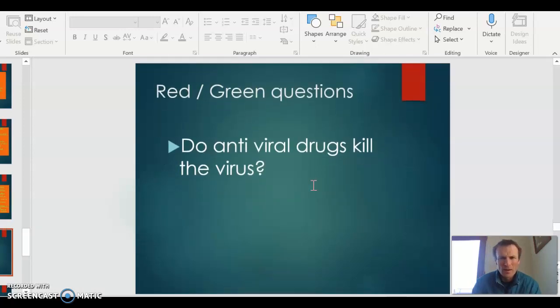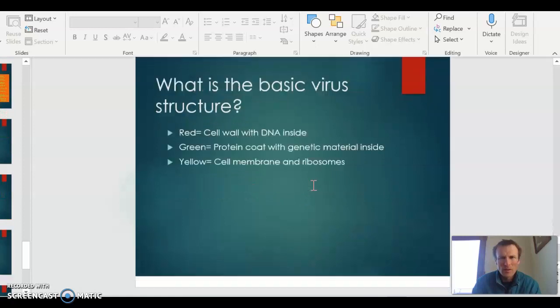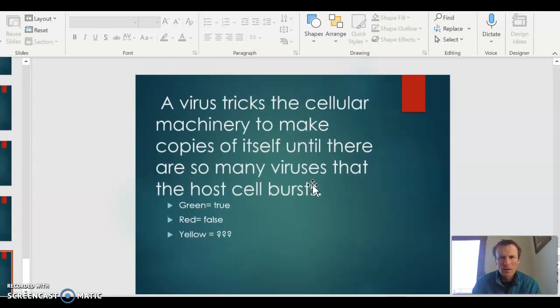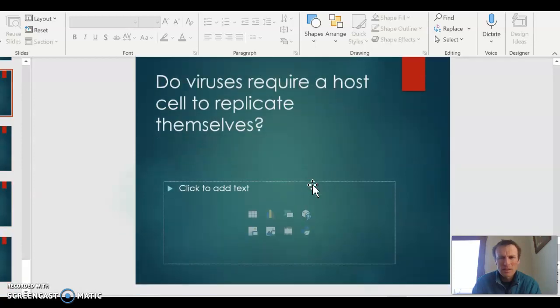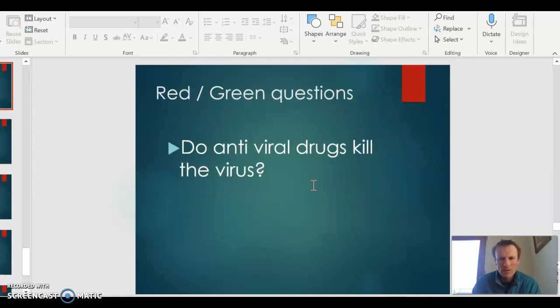And I think I will stop here. We've gone through the basic stuff, so hopefully this will help you on the quiz that you're about to take. Make sure you've done the CK12 reading for this week, and I'll answer this final question. Do antiviral drugs kill the virus? The answer is no. They reduce the symptoms.